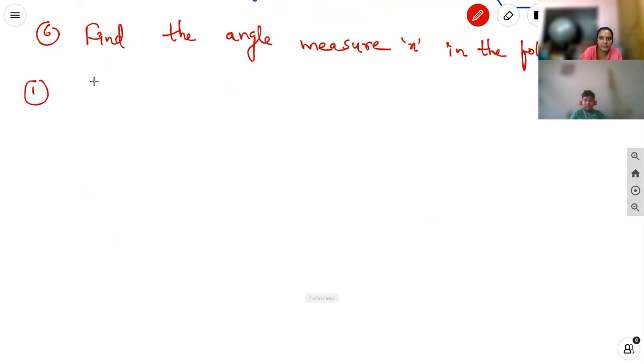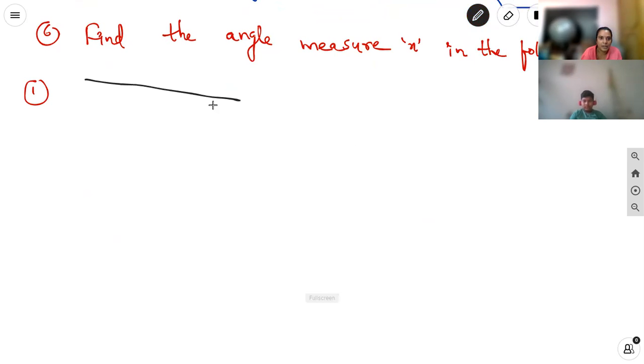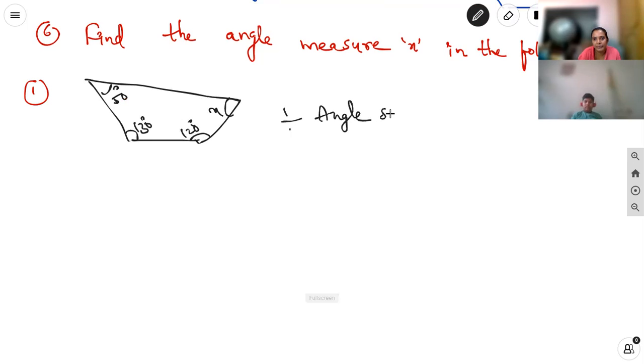One is: this is 120 degrees, this is 130 degrees, this is 50 degrees, and this is x. We know the angle sum of a quadrilateral.